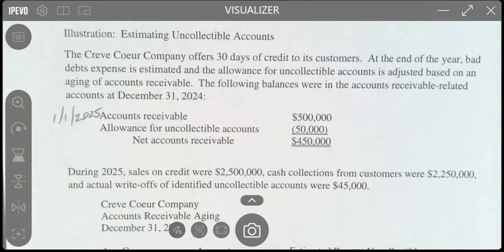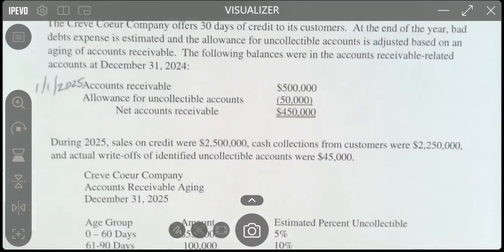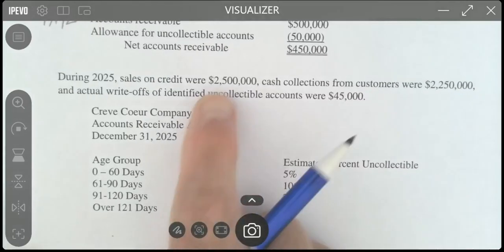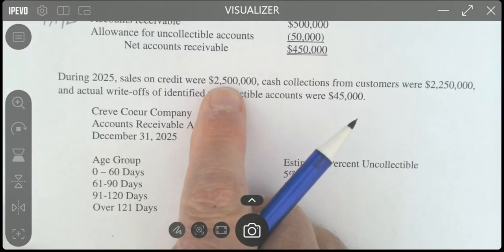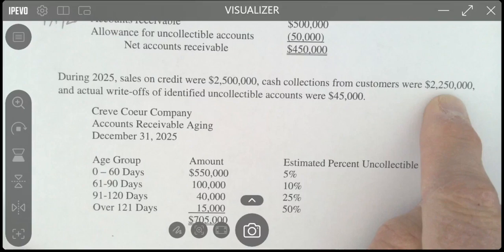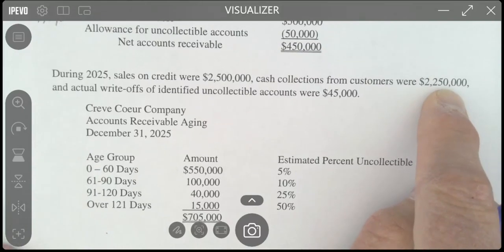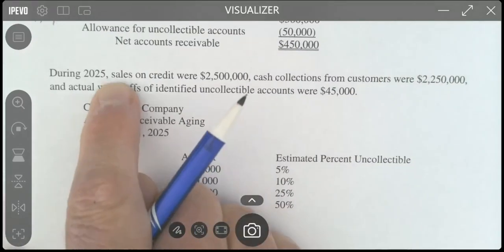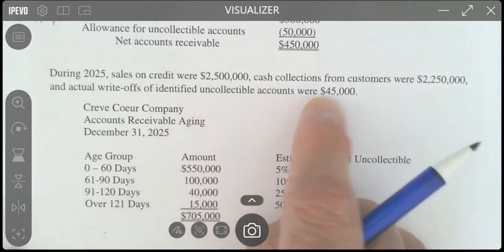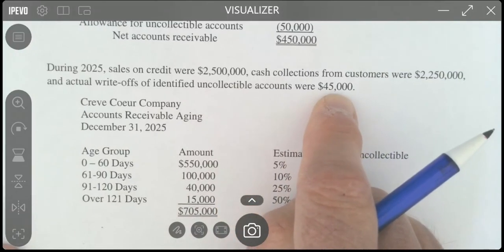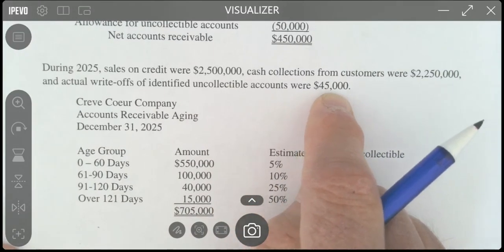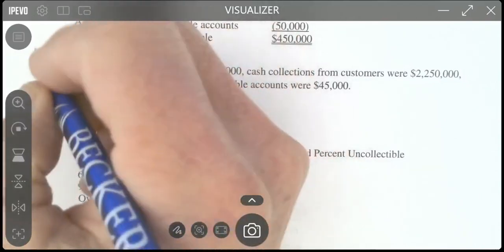Right? During 2025, sales on credit totaled $2.5 million. Cash collections from customers were $2.25 million. And actual write-offs of identified accounts receivable were $45,000. Okay?